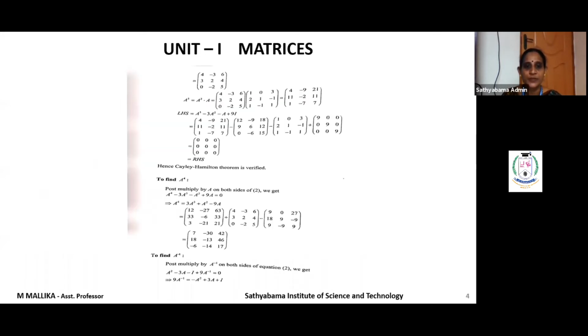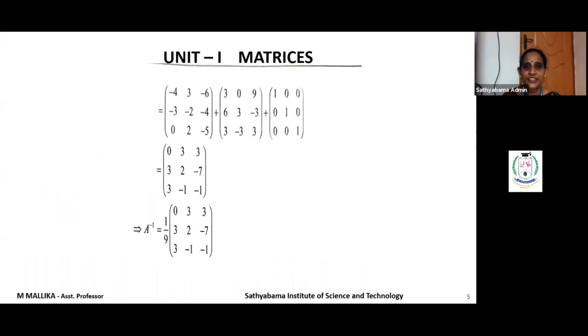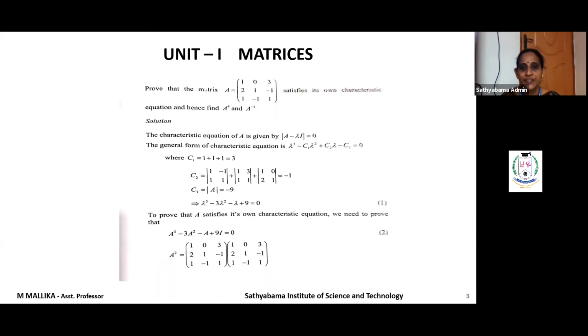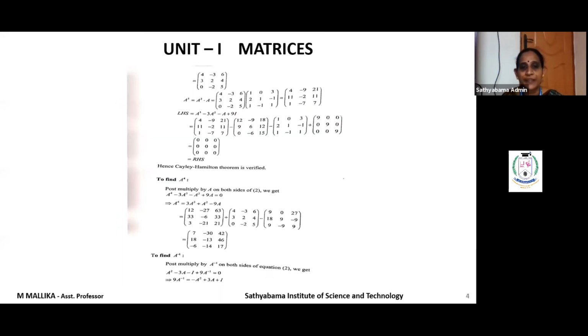Based on this procedure, to find A power 4, I have to multiply that equation, which equation? A cube minus 3A square minus A plus 9I, throughout by A. So that is your equation 2. Equation 2 is A cube minus 3A square minus A plus 9I equal to 0. If I multiply throughout by A, what I will be getting is A power 4 minus 3A cube minus A square plus 9A equal to 0.